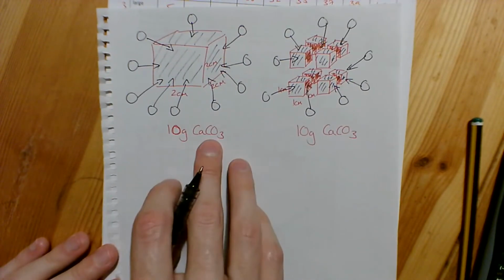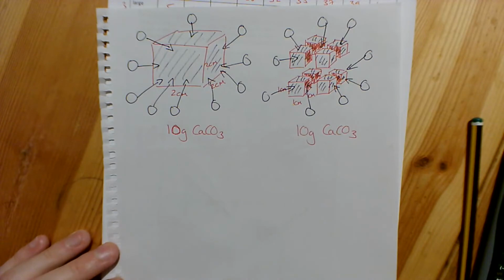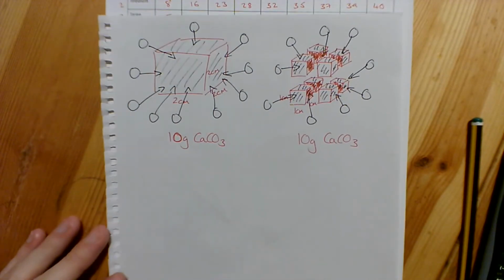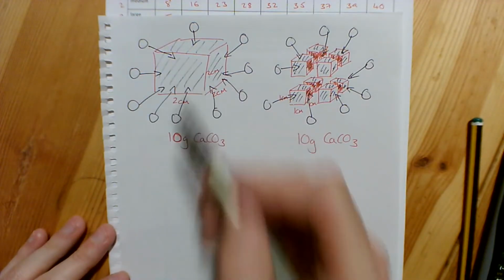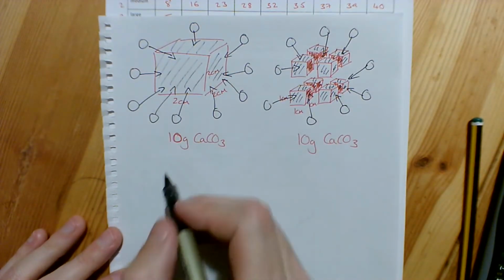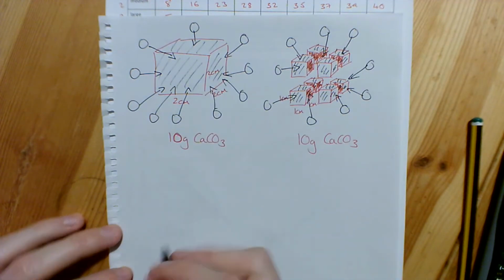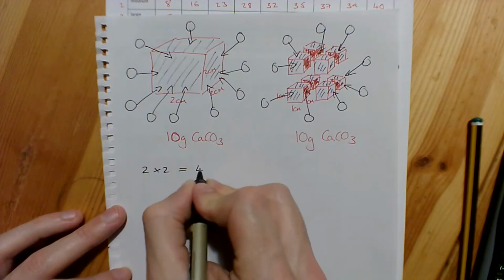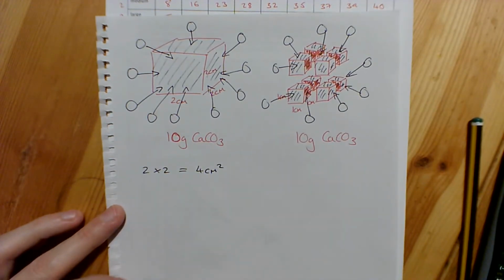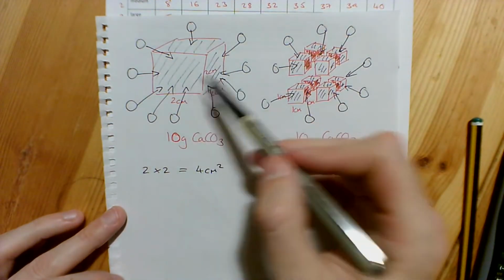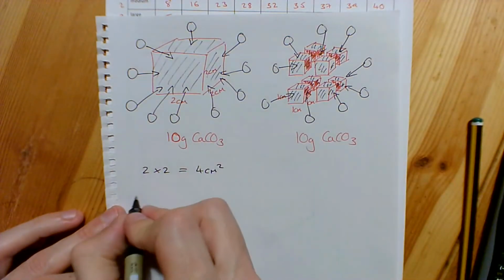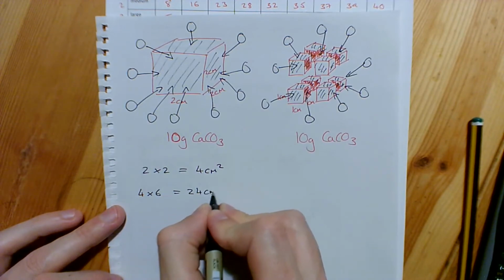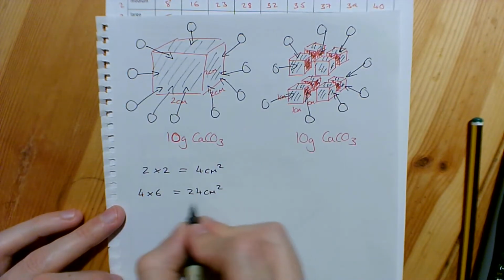So let's have a quick look at this then. So we've got 10 grams of calcium carbonate in both. But if we look at their surface area, to work out the surface area, you need to know the cross section. You need to know the area of one side. So for this one here, it's 2 by 2. So 2 times 2 equals 4 centimeters squared. And how many sides do we have? We have 6 sides, giving us 24 centimeters squared surface area.